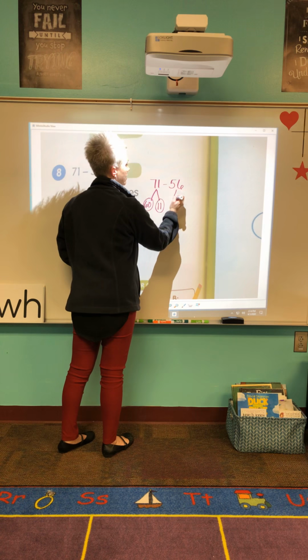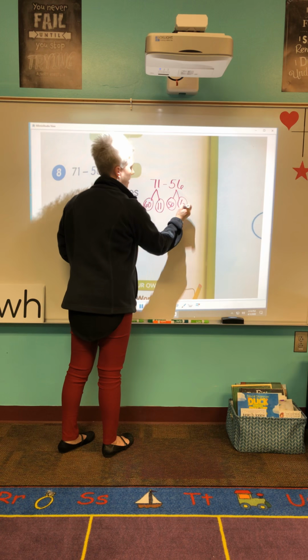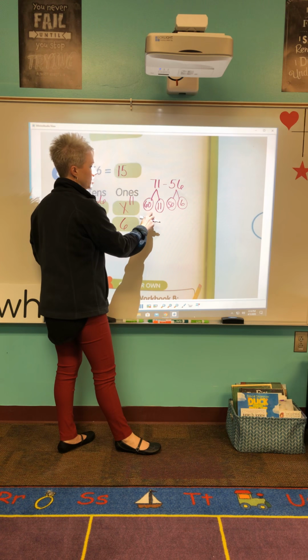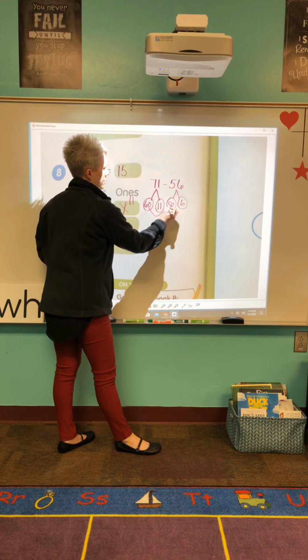Now I need to branch this one out. I can branch this one out like normal, 50 and 6, because I can do this math and I'm going to show you how. First, we're going to subtract our tens, 60 and 5.